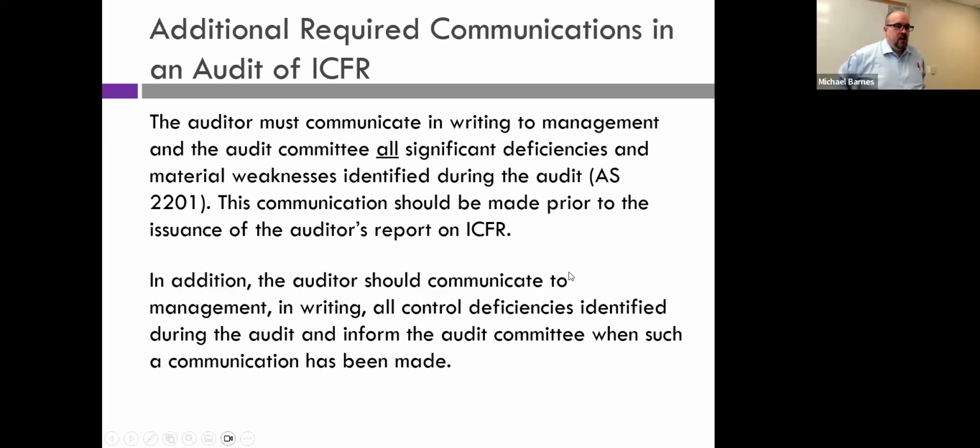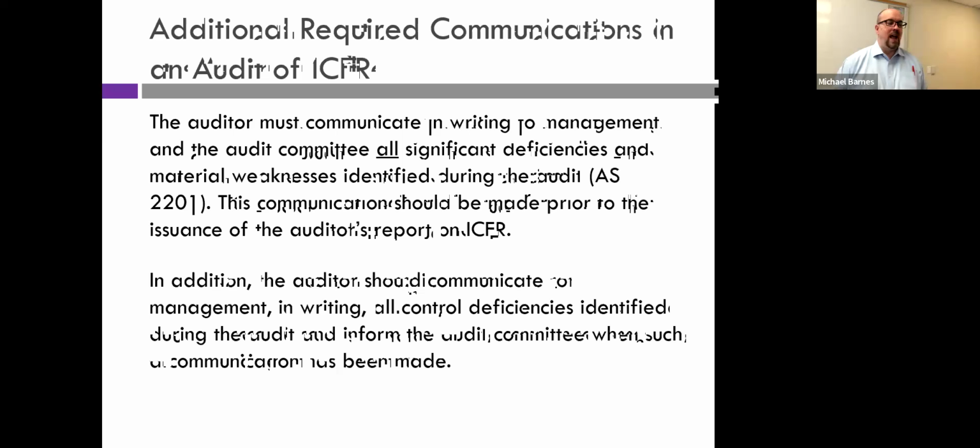All right. As far as communication goes, the auditor must communicate in writing to management and the audit committee all significant deficiencies and material weaknesses identified during the audit. Okay, this is according to Audit Standard 2201, and the communication should be made prior to the issuance of the audit report on ICFR.